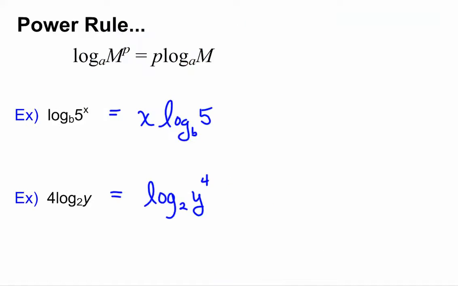One last rule. It's called the power rule. It says log base a of m to a power p is equivalent to taking that exponent p, putting it out front, and multiplying it with my log. So you bring the exponent out front and multiply it. Log base b of 5 to the x could be rewritten as x times the log base b of 5. We're going to use this one tons. Okay, 4 times log base 2 of y. Well, that 4 could be brought inside as the exponent on the y, and we'd write it log base 2 of y to the 4th.